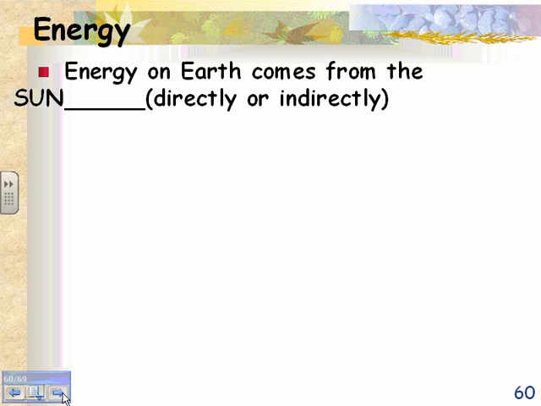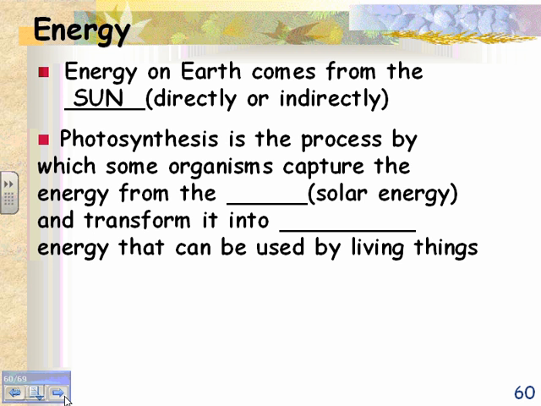Energy on Earth comes from the sun, either directly or indirectly. Meaning directly if you are a plant and you're doing photosynthesis, indirectly if you eat a plant or eat an animal that ate a plant or eat an animal that ate an animal that ate an animal that ate a plant. So this is almost all of the energy on the earth. In all ecosystems, there are, like I mentioned, just a couple of ecosystem types that don't have the sun as their source of energy, but those are very rare.